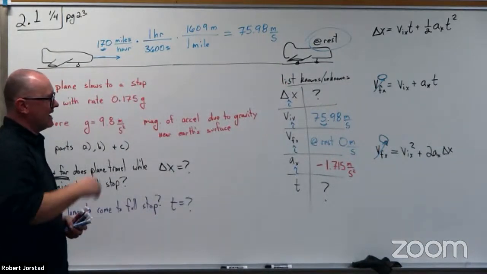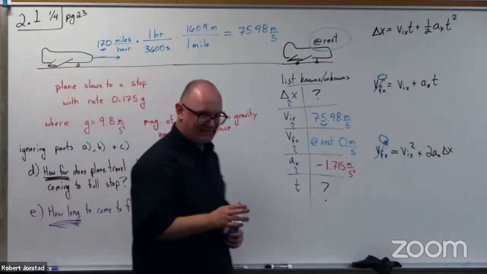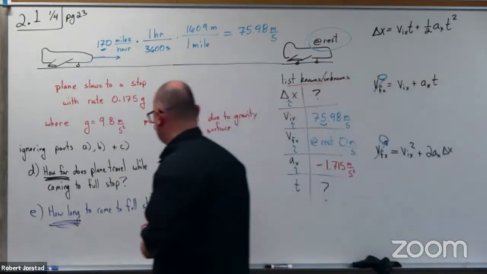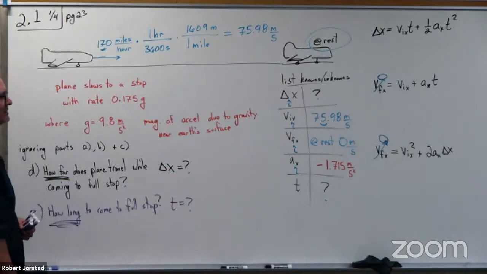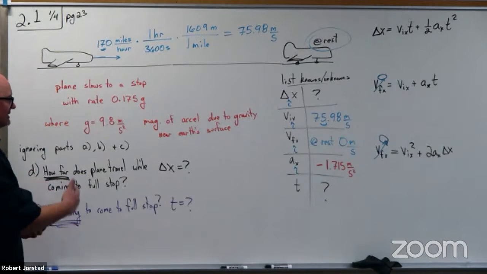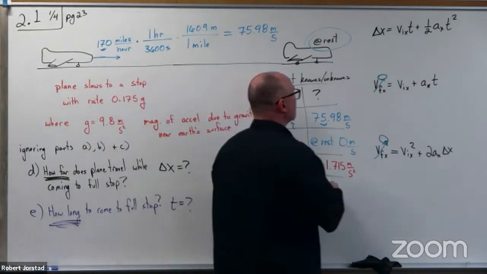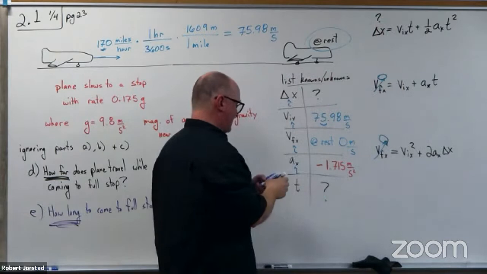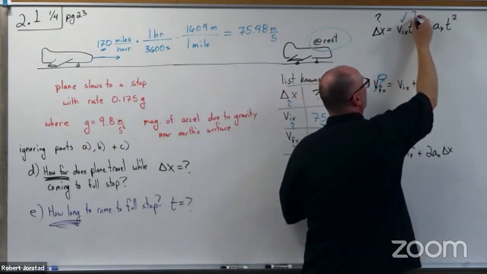Next, I can look at what is known and unknown and what I'm trying to find. In particular here, delta x is what to find. So I'm going to look for an equation, if possible, that has some knowns and delta x in it. In this case, I'm going to start up here. The initial x is known. T is unknown, not looking good.